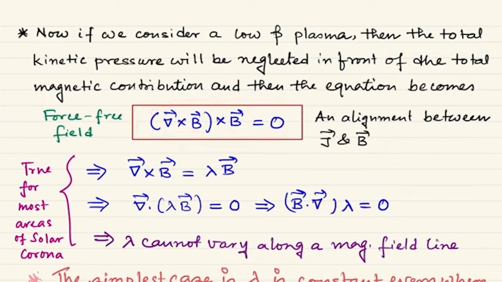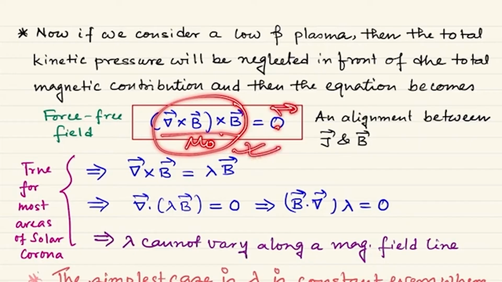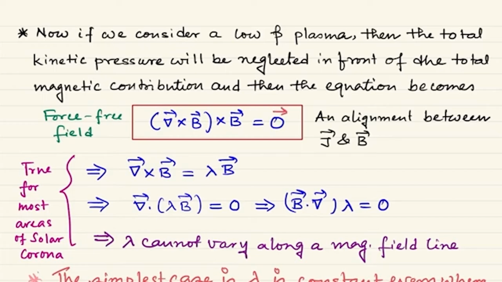And what is the meaning of that? That means that J cross B is 0, because this is equal to this also. When this is 0, then this is also 0. So the Lorentz force term basically vanishes. Here should in principle be one vector sign. So the Lorentz force vanishes, and that's why we call this a force free field. The corresponding magnetic field is known as force free field.